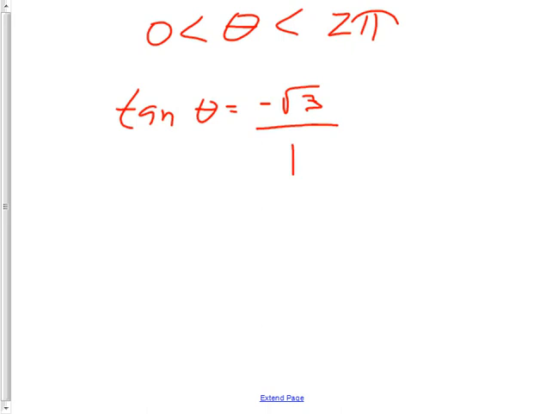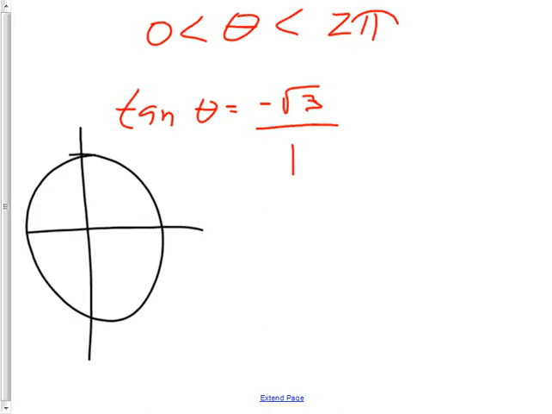So you can think to yourself, which quadrant do I want? AS tiers. Got it narrowed down. Tangent positive here and here, so it can't be here and here. Once you find out one of your 2 answers, the other one will come quite easily. Slap the triangle.